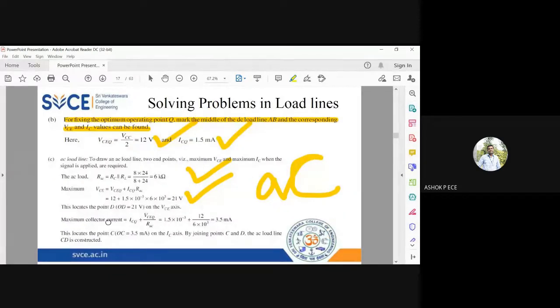Same way, IC equal to ICQ plus VCEQ by RAC. So ICQ is 1.5 milliamperes from the DC load line. VCEQ is 12 volt divided by RAC. RAC is 6 kilo ohm, what we have derived. So we got the answer as 3.5 milliamp.